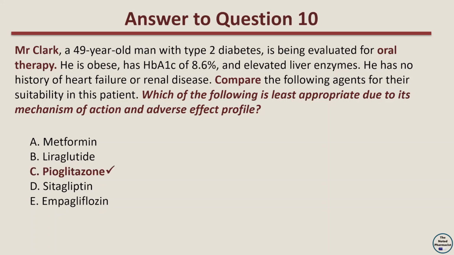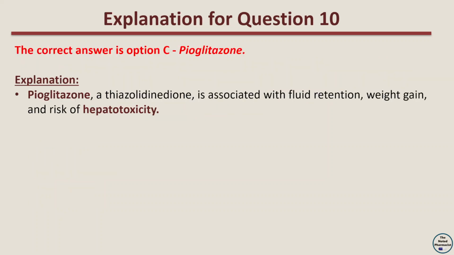The correct answer is option C, pioglitazone. The explanation is that pioglitazone, a thiazolidinedione, is associated with fluid retention, weight gain, and risk of hepatotoxicity, making it unsuitable in a patient with elevated liver enzymes.